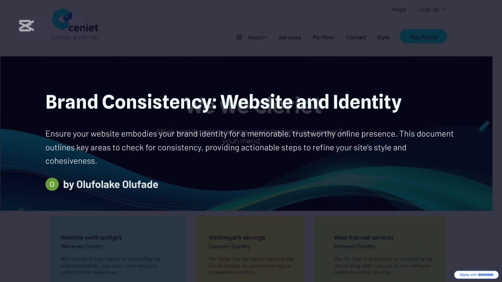So today we'll be looking at brand identity for your website. In the last couple of days, in the last couple of weeks, we've spoken about having your own website, but here we are now talking about how your website can stand out, how your website can portray your brand to potential clients. So let's get into it.